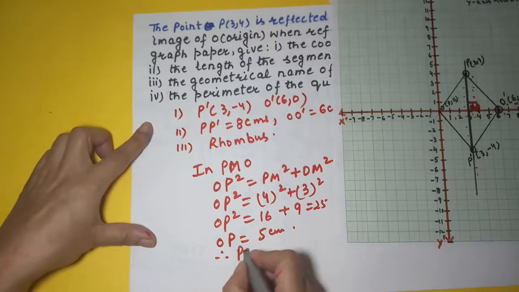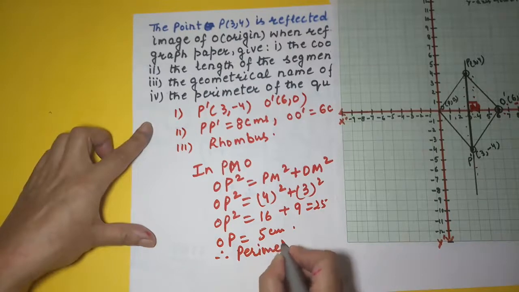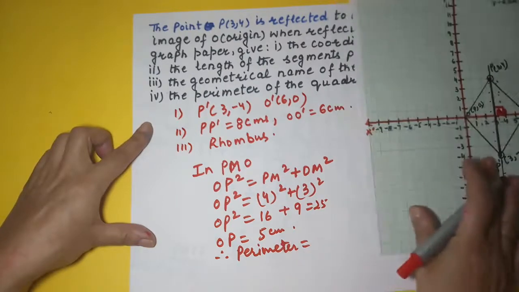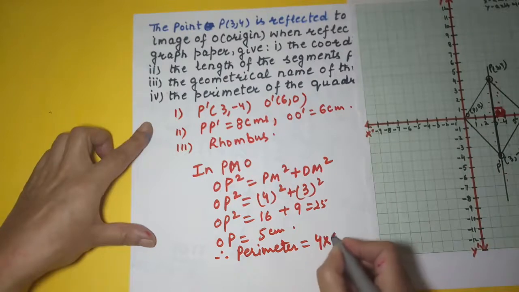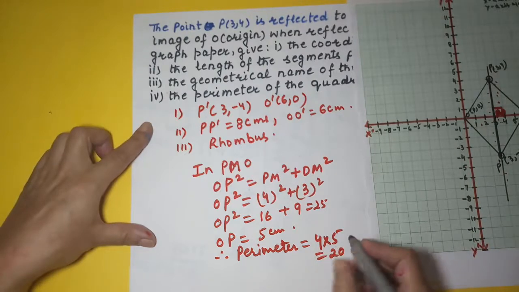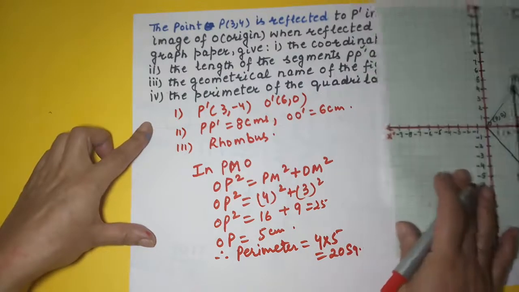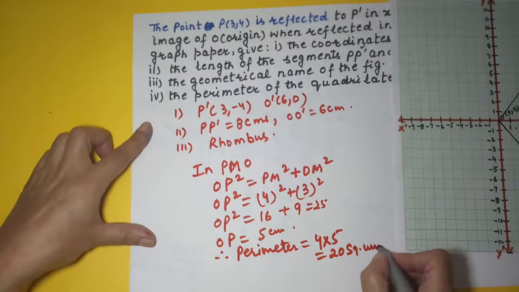Therefore, you can write the perimeter of the rhombus will be 4 into side, that is 5, which is 20 units. You can even write centimeter square.